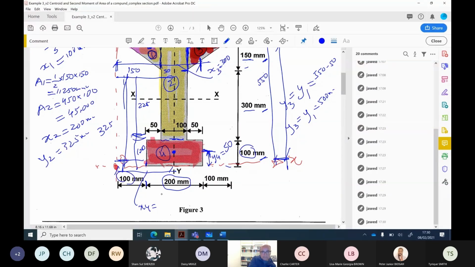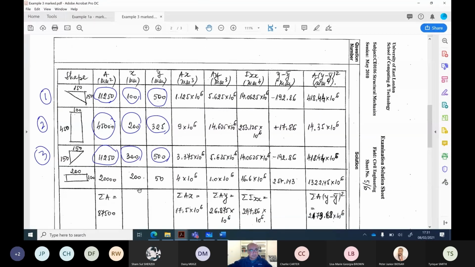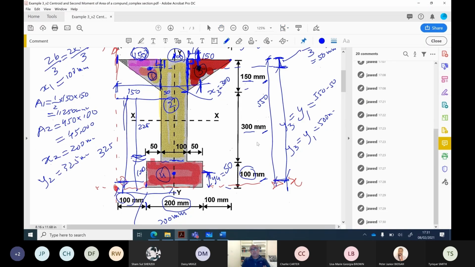So can I say that X4 is going to be 200? 200 by 100, we just have to multiply. And then X4 is 200, as we saw, and Y4 is 50. Now you could say that, okay, I wanted to divide it in a different way. That is still fine. You can have one trapezoid and then two rectangles. So you can divide it in whatever way you like. The resultant X bar and Y bar is still going to be the same.